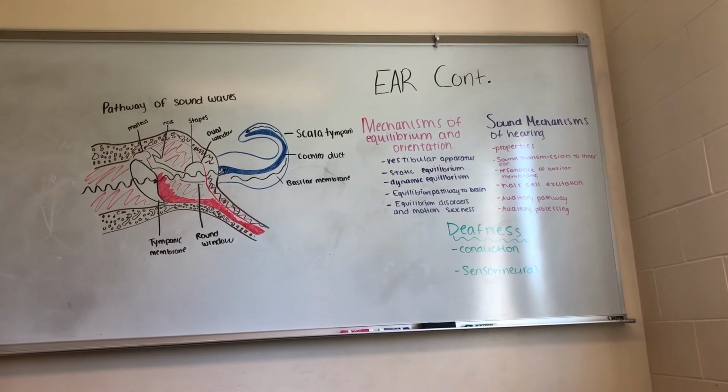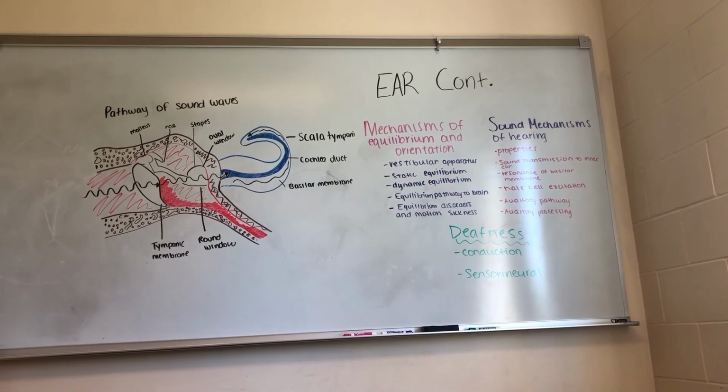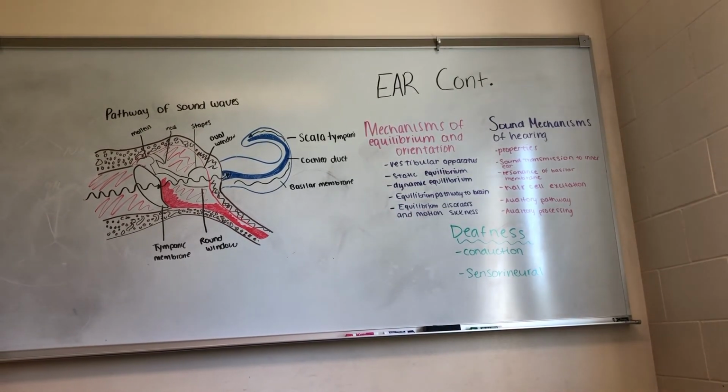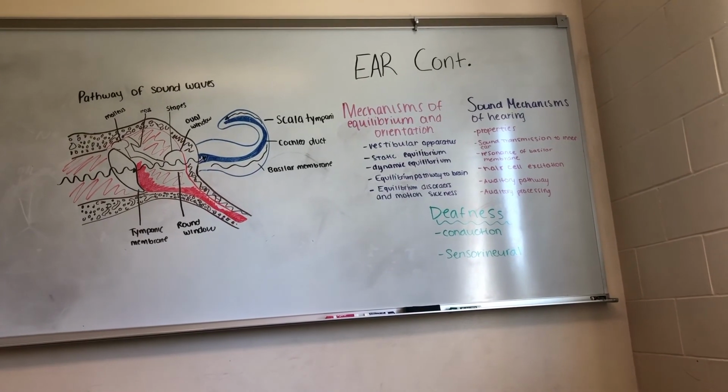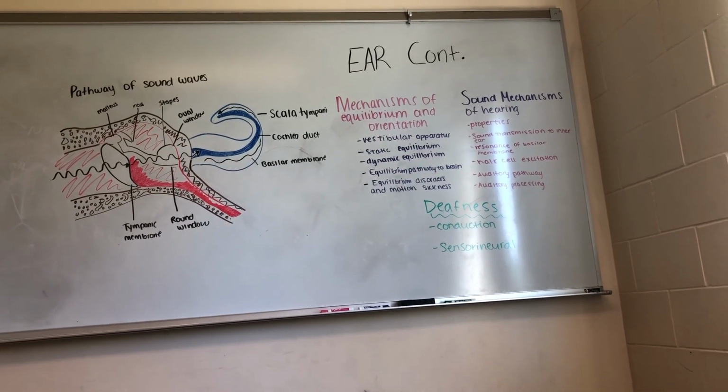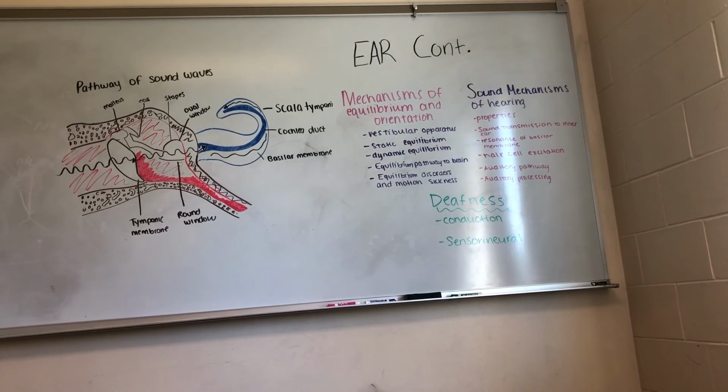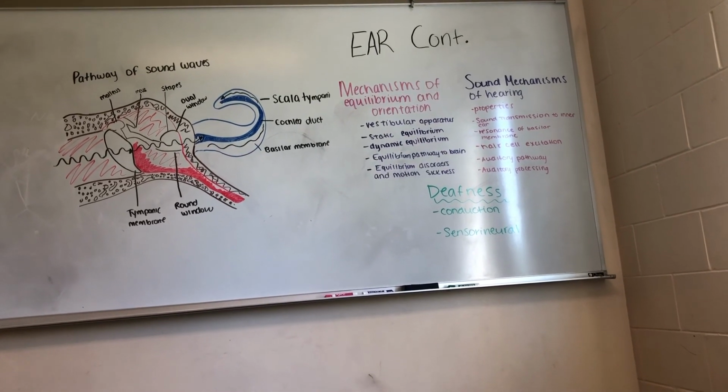Motion sickness is due to sensory input mismatches. Warning signals are excessive salivation, sweating, and deep rapid breathing. To get rid of it, you can take over-the-counter medicine to help alleviate symptoms.